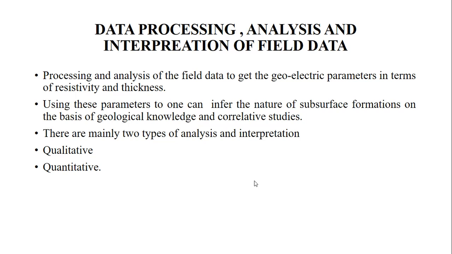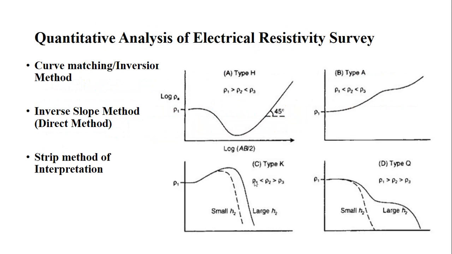When we get the data by the electrical sounding or electrical resistivity method, we have to process it. The processing and analysis of the field data gives geoelectrical parameters in terms of resistivity and thickness. Using these parameters, one can infer the nature of the subsurface formation on the basis of geological knowledge, interpretation capacity and correlative studies. There are mainly two types of analysis and interpretation techniques: qualitative techniques and quantitative techniques.